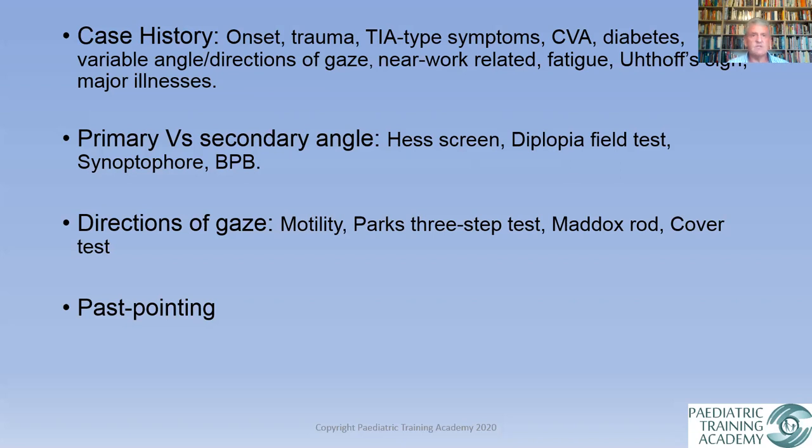You can measure the cover test, different directions of gaze. You can use a synoptophore. You can use a Brock posture board. There are many ways in which you can measure the angle of deviation in different directions of gaze and then start figuring out that in fact that angle is changing when patients look in different directions.